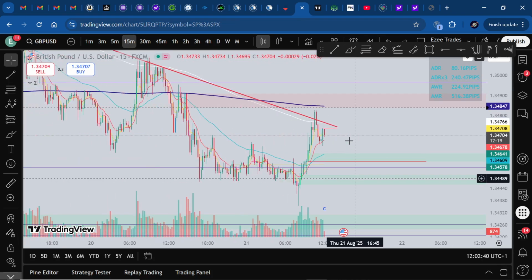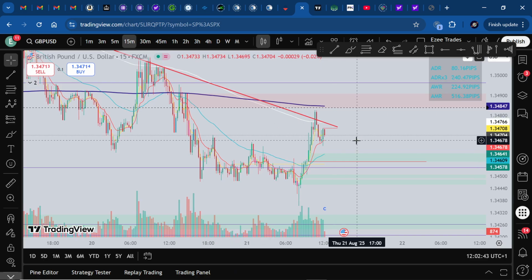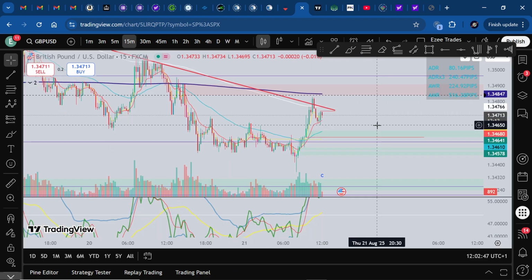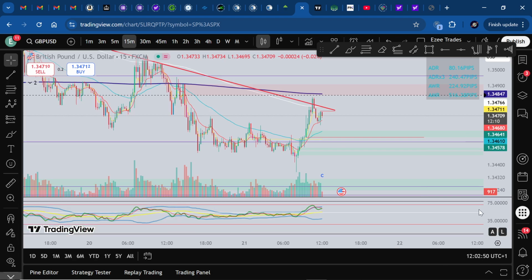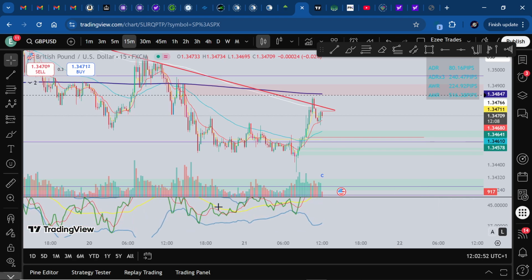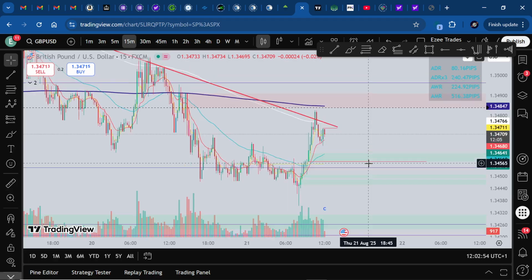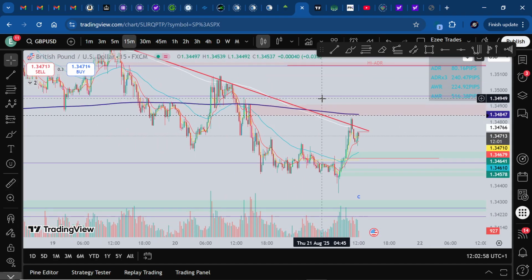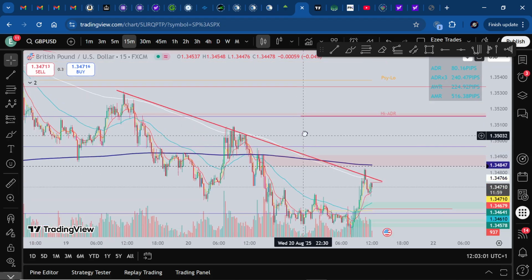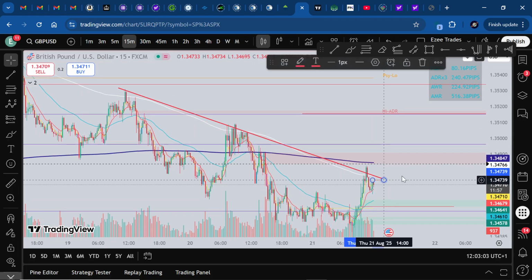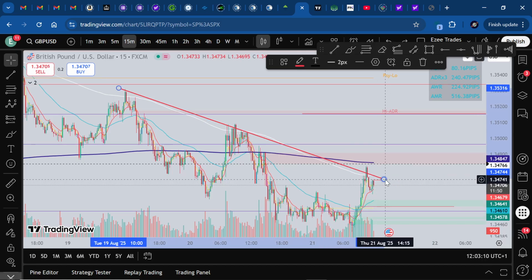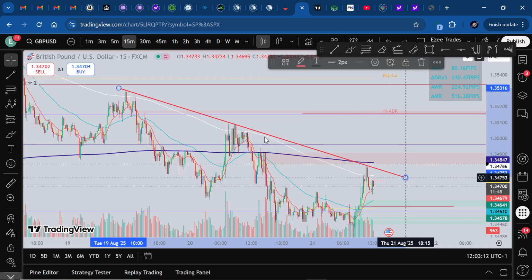Okay, so we really want to close above this red line on pound USD. If we go to the TDI, we'll have bullish divergence, right? So cool. The market makers are shifting into buys. All right, sorry, we have this trend line over here. Let's get it right.